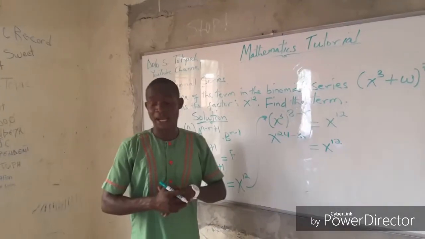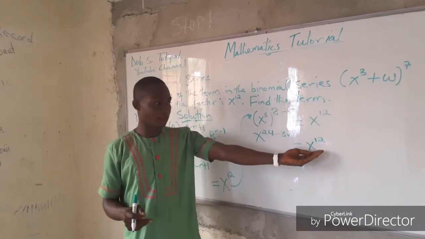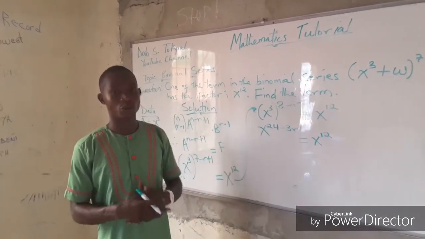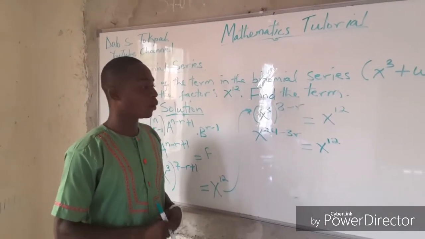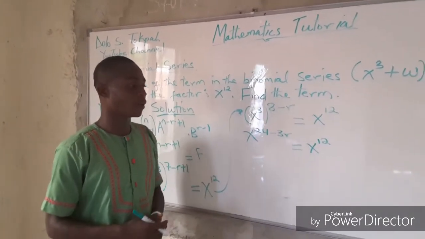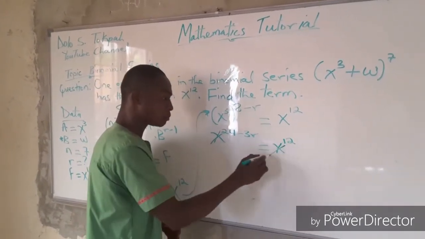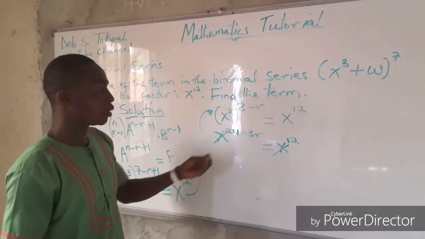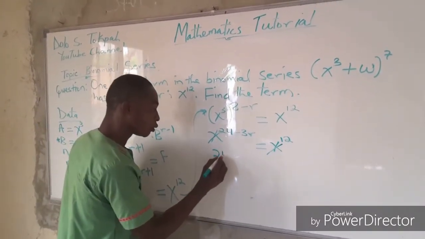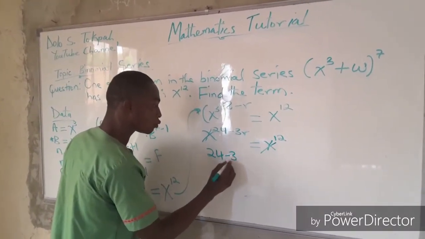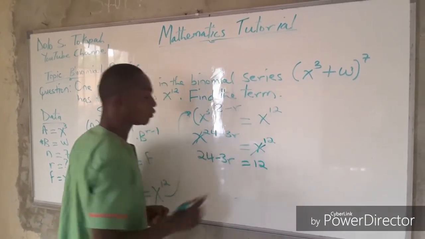Finally, after we have realized that the base here is the same as the base here, we are going to drop the bases and deal with the powers, because our goal is to find the value of arrow. So in this light, we cancel out this base. So definitely we deal with the powers, and the powers are 24 minus 3 arrow must be equal to 12.